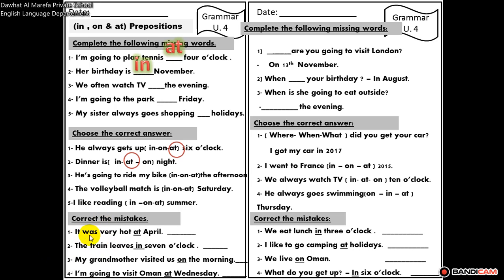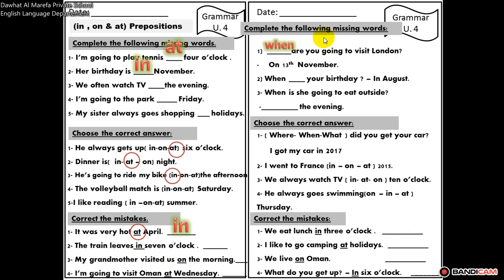Let's go to the third question. Correct the mistakes. We have to first of all see the mistake, and I had some examples for you. He is going to ride a bike in the afternoon. Now here in the third question, it was very hot at April. How can we use at with April? It's not right. It's going to be in April. The train leaves in 7 o'clock. What is this going to be? It's going to be at.